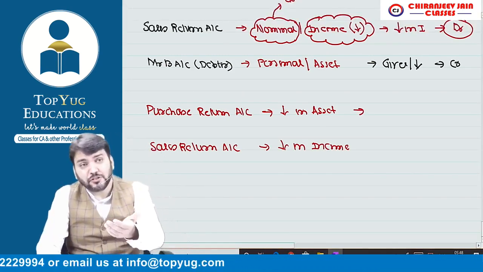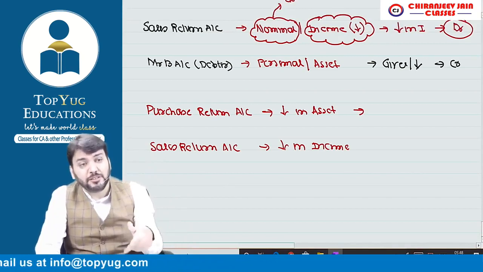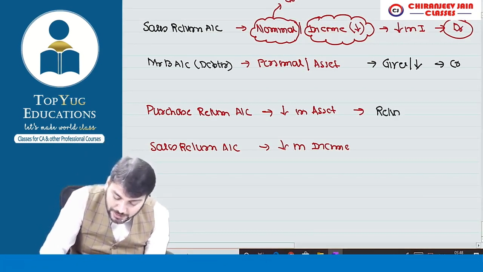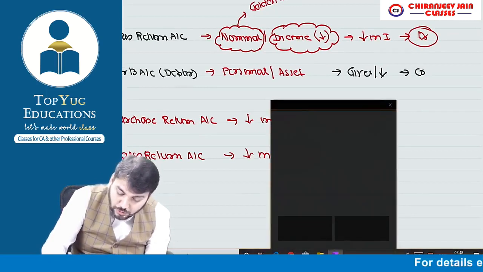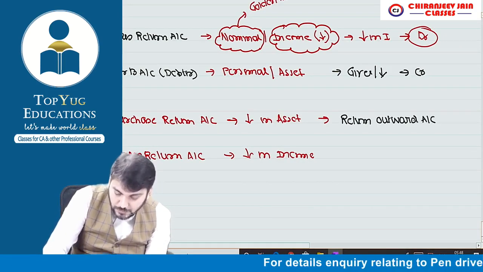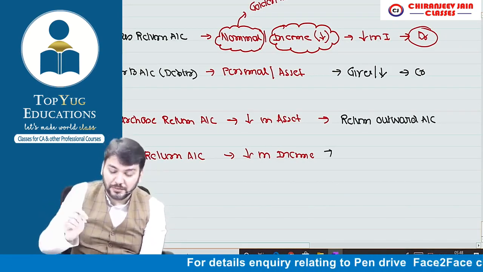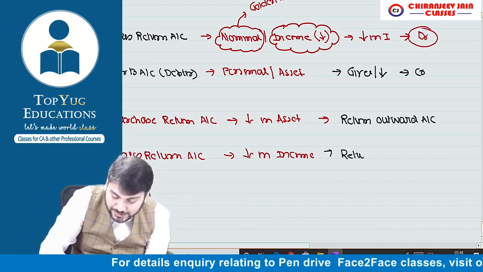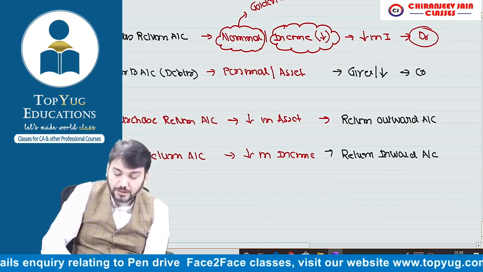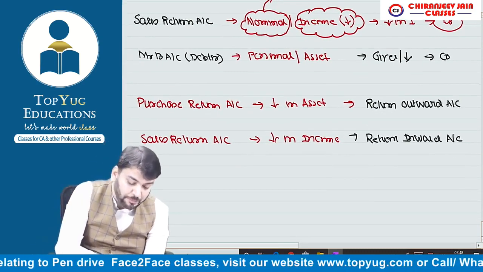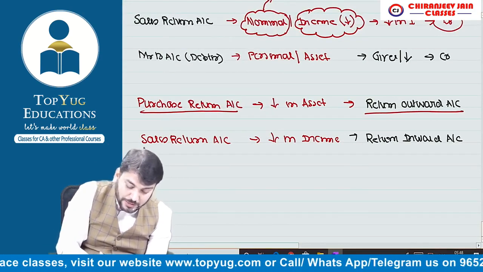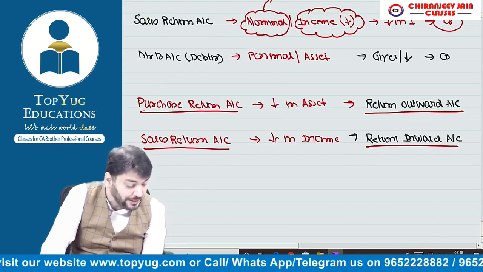Now purchase return, because purchase return means whatever you have purchased, now that is going out, it is also known as return outward account. And sales return, because the goods is coming in, therefore it is also known as return inward account. Instead of purchase return, we can also open return outward account. Instead of sales return, we can also open return inward account.